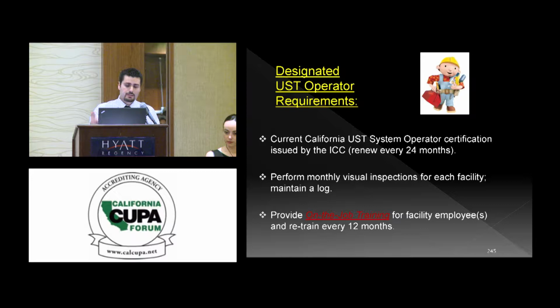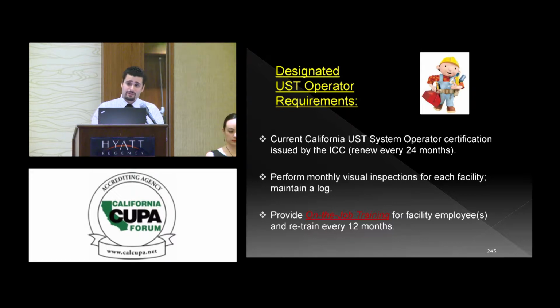And then the second requirement they need here is to provide on-the-job training to facility employees and then retrain them every 12 months. So within 30 days of hire, they need to get trained, and then every 12 months thereafter. So as I said earlier, as inspectors, we go out and we do our inspections.